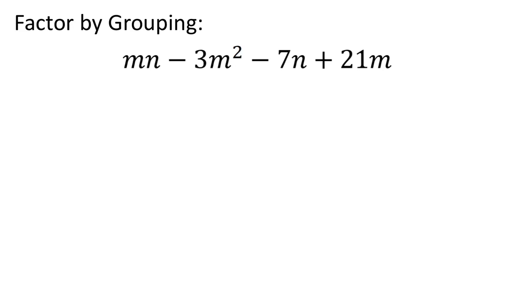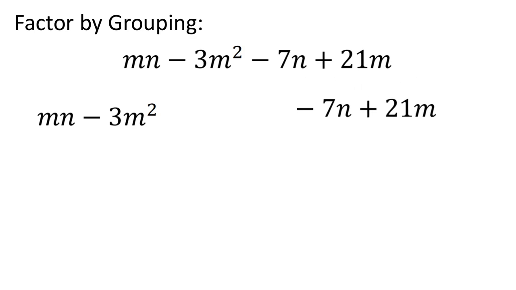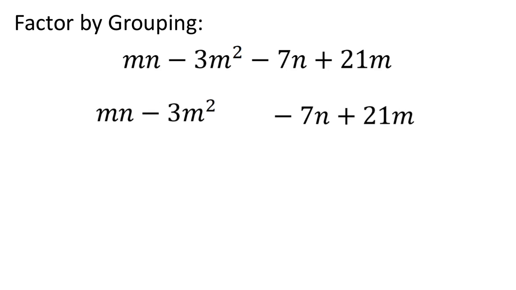Let's go and factor this one by grouping. Let's take the first grouping and set it over here, and the second grouping we'll set it over here. Remember, the operation to the left of each term will be its sign, so notice I've taken this minus as a negative for my 7n term. Now from these two, let's push them a little bit closer together.